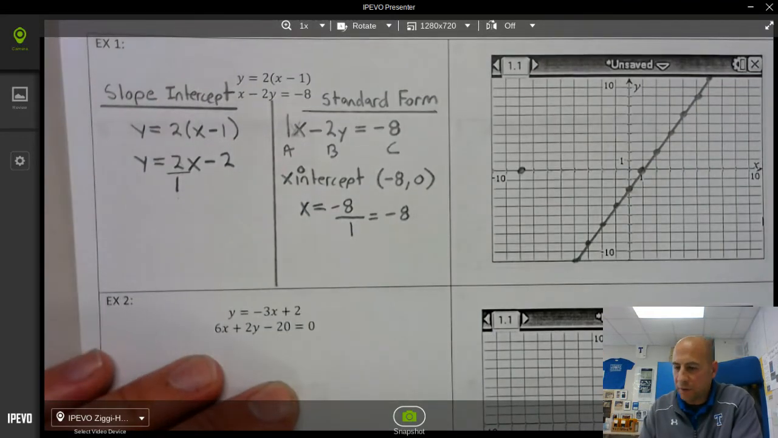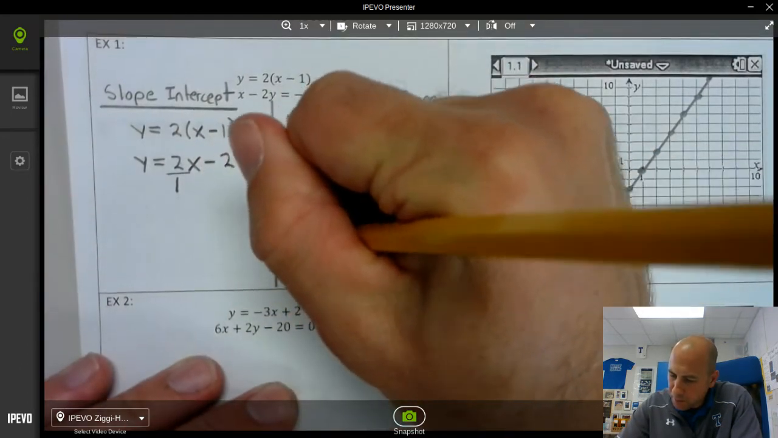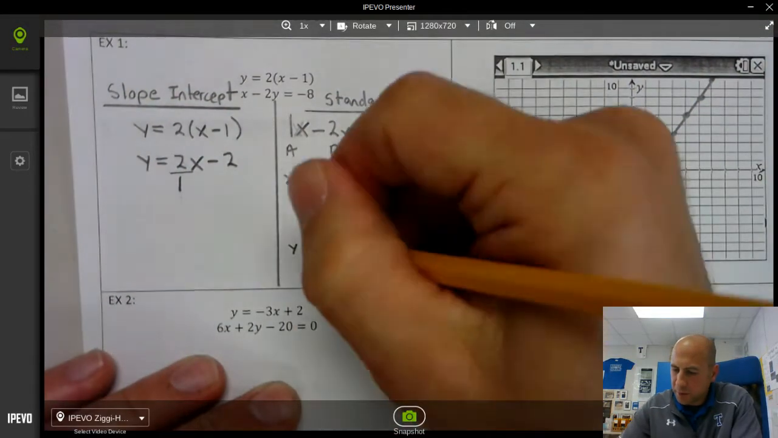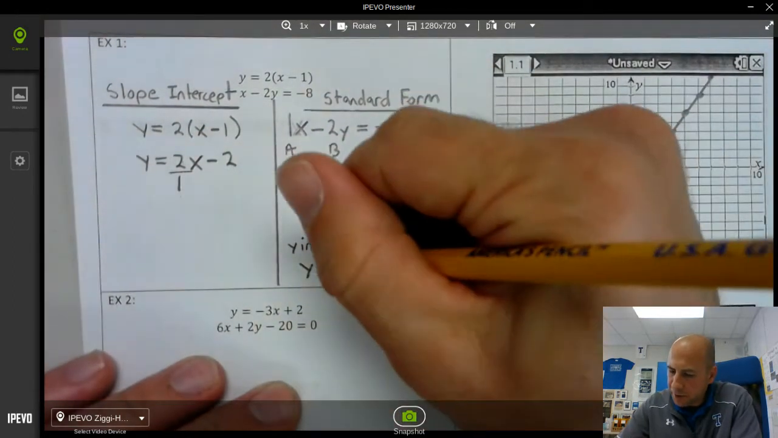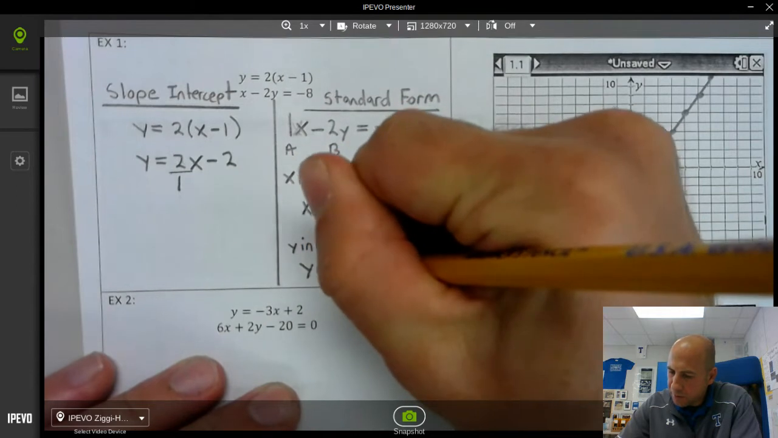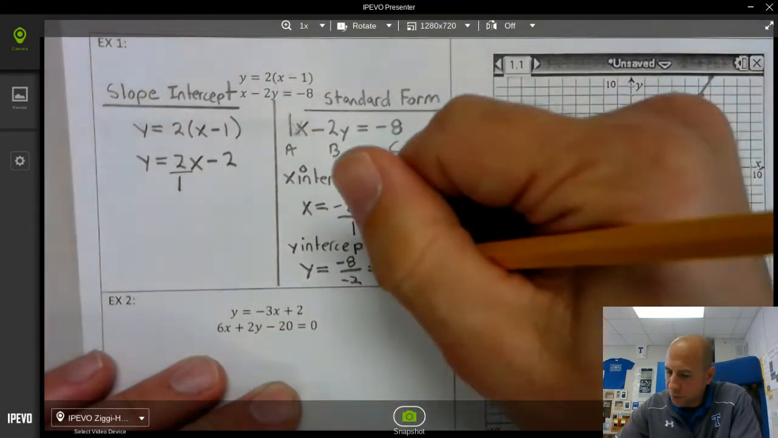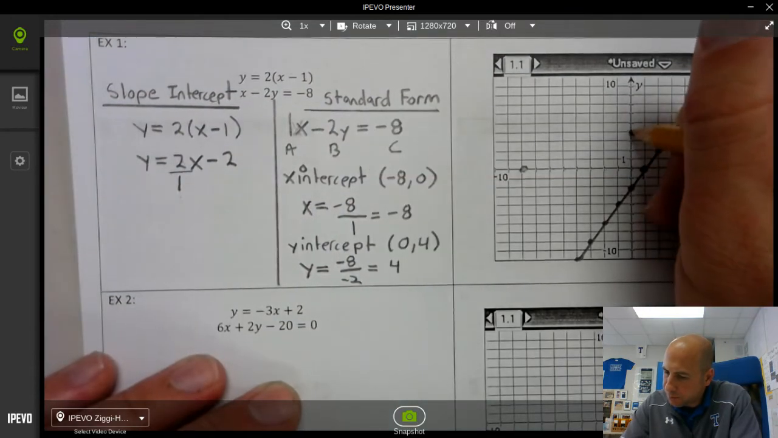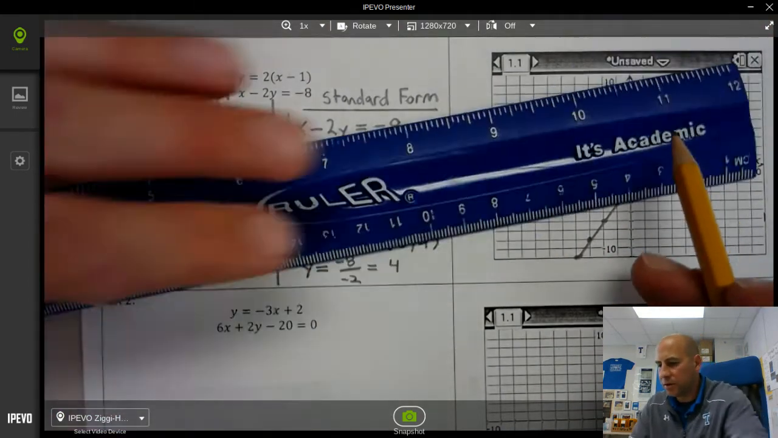Okay, now we can graph the y-intercept. Okay, so the y-intercept is y equals c divided by b. So that's negative 8 divided by negative 2. So negative 8 divided by negative 2 is 4. So our y-intercept is 0, comma 4. So 1, 2, 3, 4. And we don't need to find slope because 2 points make a line.